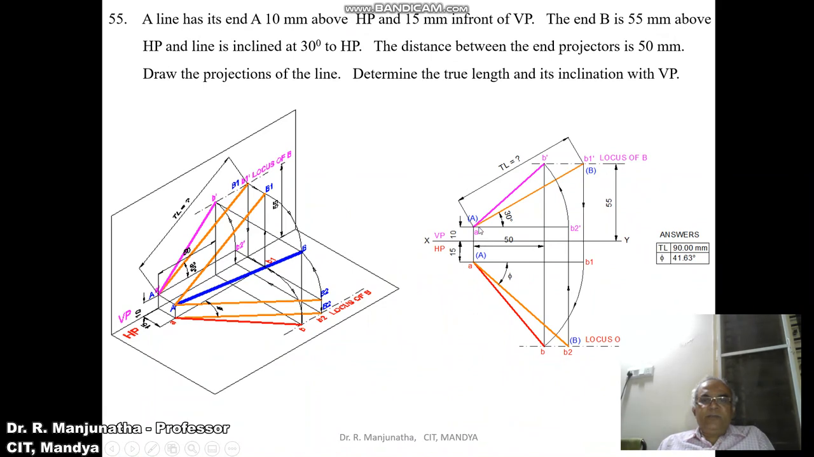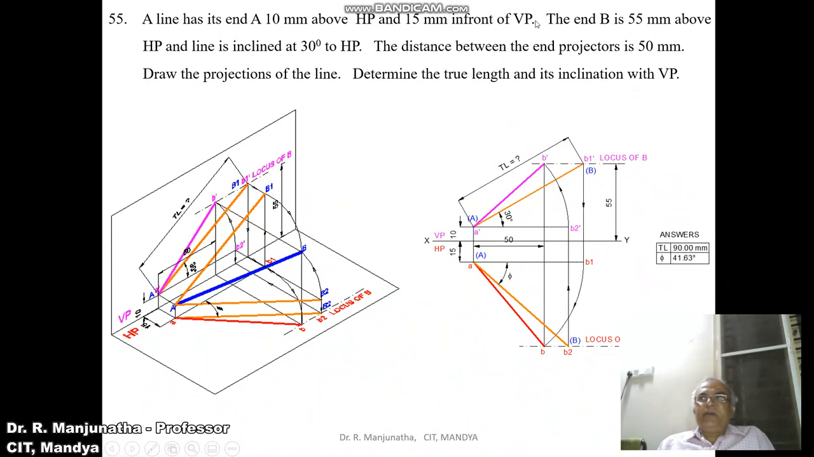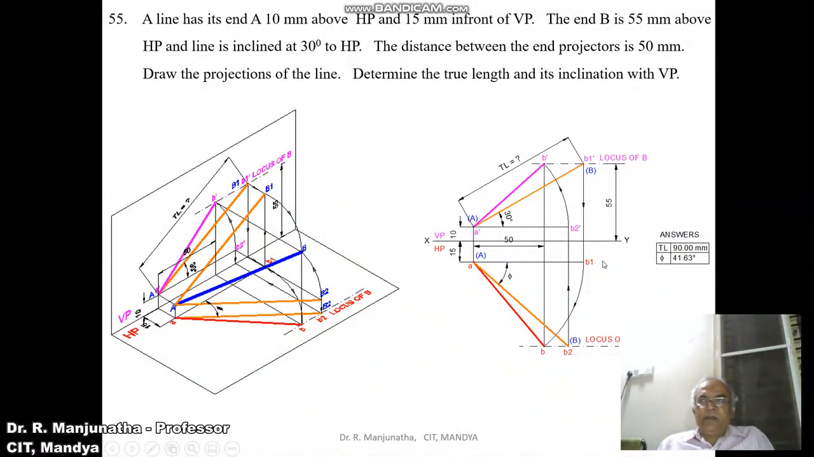On the XY line you measure 10 mm and draw a horizontal line. Similarly 15 mm in front of VP. In front of VP will be seen in the horizontal plane, so that is below the XY line. From the XY line you measure 15 mm and draw a horizontal line. Both should be thin lines. Consider any point on this line and draw a vertical projector so that it cuts A dash here and A here. Then the NP is 55 mm above HP.